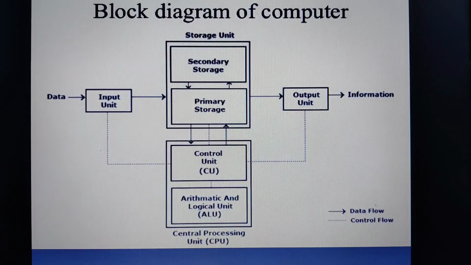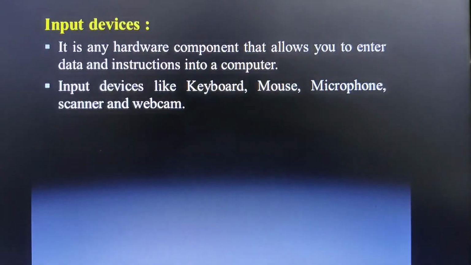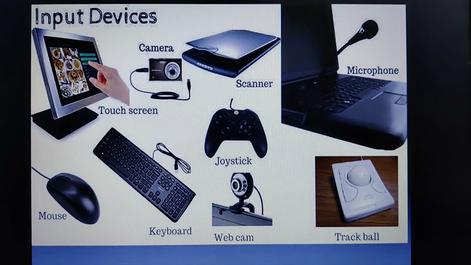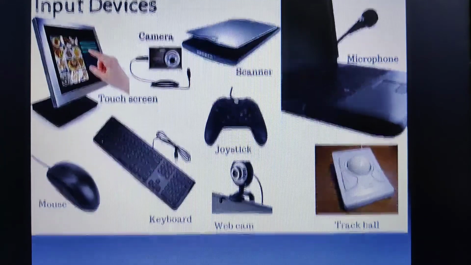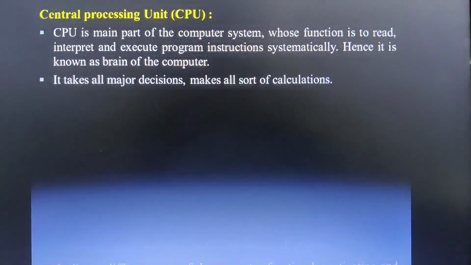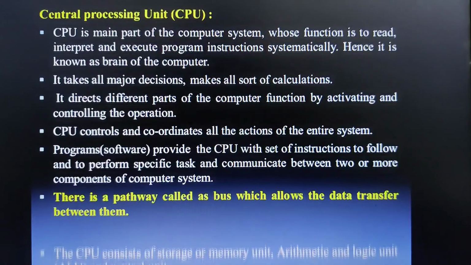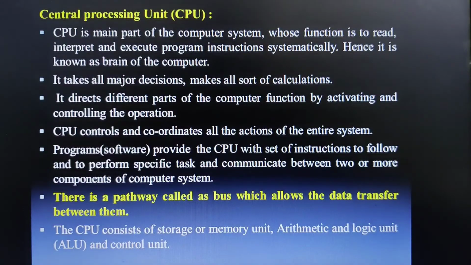Here I'll be showing you the input devices, the input unit we have discussed. These are a few examples of input devices. You can see the touch screen, camera, scanner, microphone, joystick, webcam, trackball, keyboard, and mouse. Through these you can enter the data into the computer system. So these were the points I have discussed about the CPU.